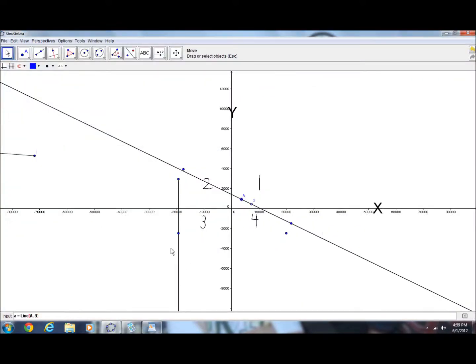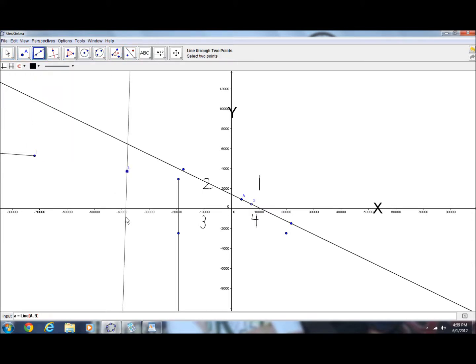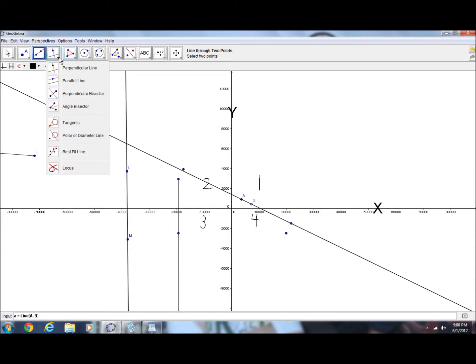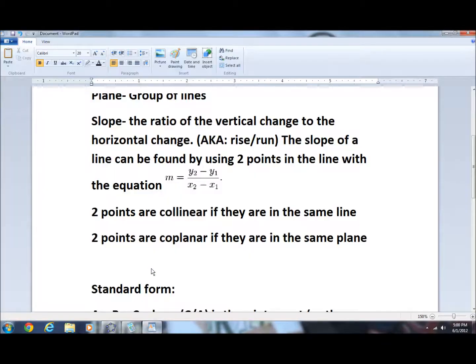So, now that we know that, we should also know a few important terms. First of all, two lines are parallel if they have the same slope. Two lines are perpendicular if they have slopes that are opposite inverses, which I'm going to show you in a little while.